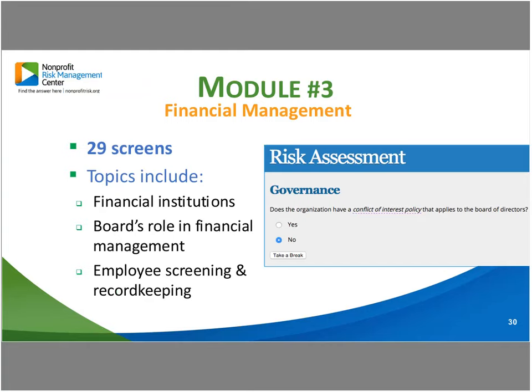So the third module of the risk assessment tool is the financial management module, and it's 29 screens. A lot of these earlier modules are a little bit shorter than some of the later modules, which may also affect your ability to get through it in one sitting. You may sit down, see that some of the modules are pretty short and feel pretty good about it, and then once you get to some of the longer ones towards the end, you may feel a little burned out and have a harder time getting through it.